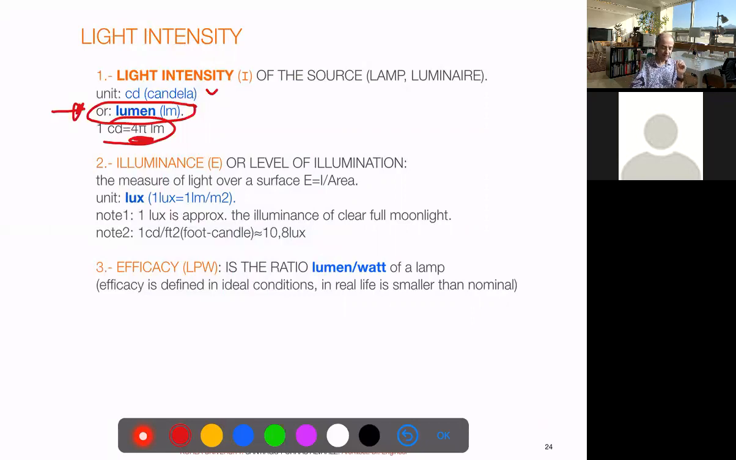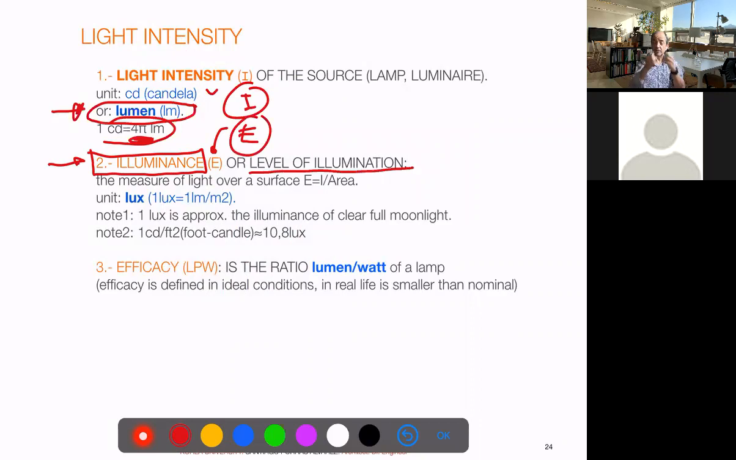And with that, we can measure the illuminance, which is usually written as E, while intensity is I. That's the level of illumination: not what comes out from the bulb, but how much light we have at some point. In classrooms or libraries, it is the light on the desk where we measure it, or on the whiteboard in a lecture room, because everyone has to see it. This is where we measure the illuminance.